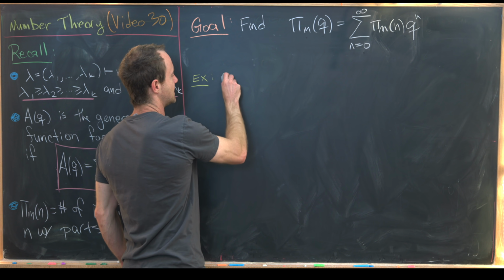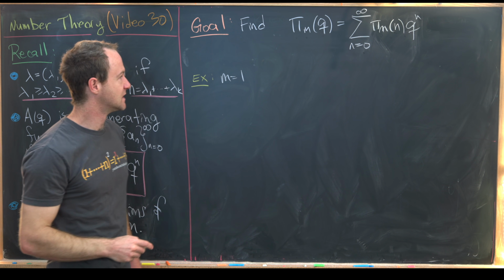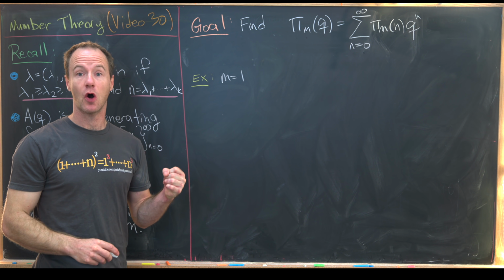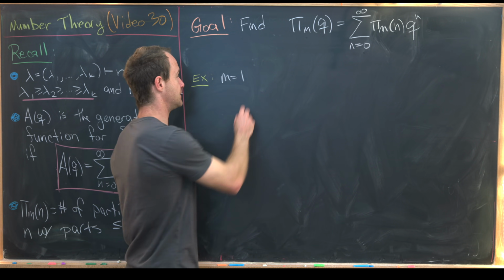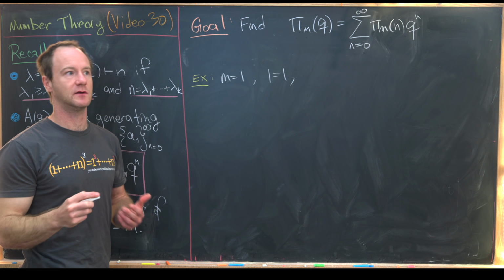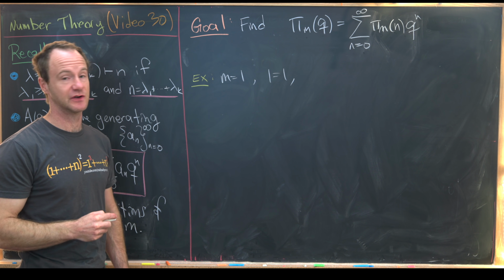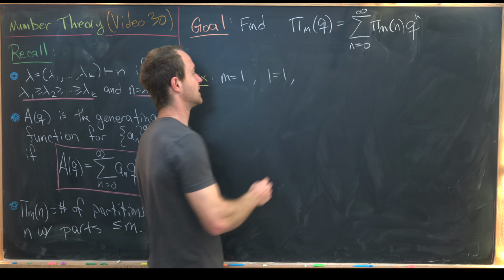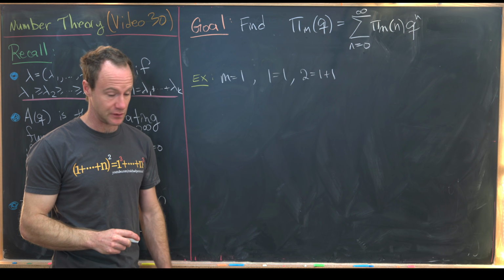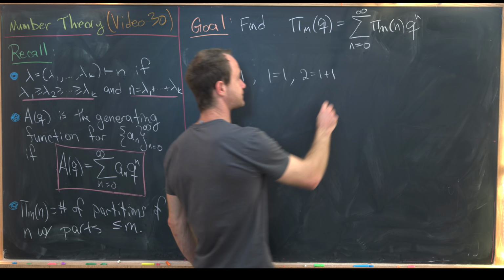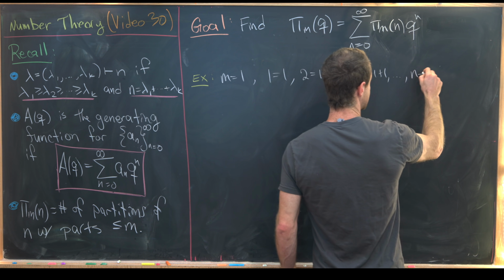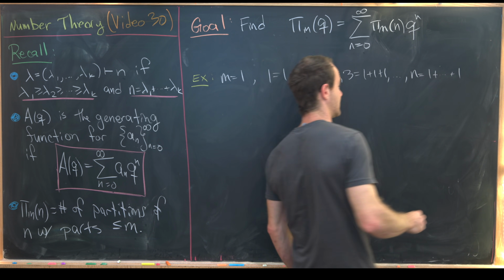So let's look at m equals 1 first. Notice that's going to be the number of partitions of n using only the part 1. So notice that 1 is equal to 1. That's the only partition of 1 anyway, but it's definitely the only partition of 1 using only 1. And then 2 is equal to 1 plus 1. That's the only partition of 2 using only 1. 3 is equal to 1 plus 1 plus 1, and then so on and so forth. So n is equal to 1 plus all the way up to 1.